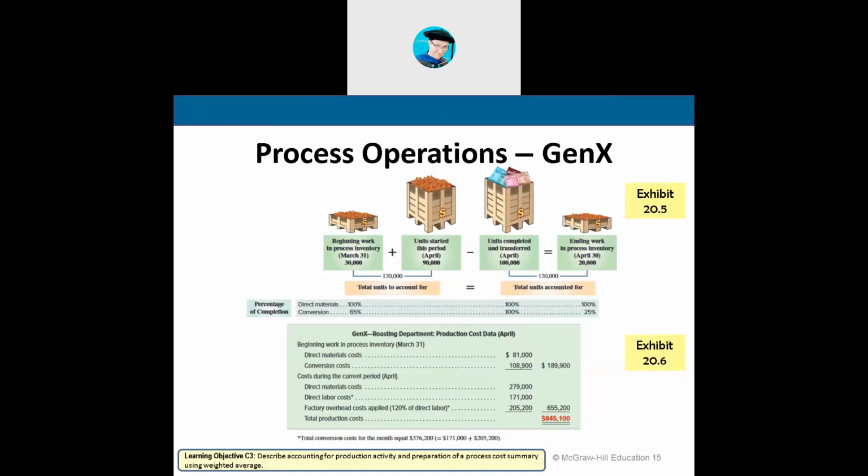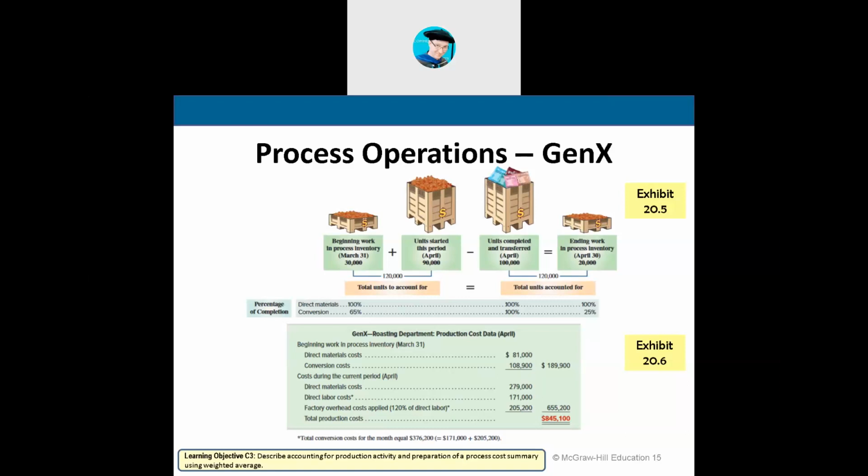So the second step of the operation is we've got to figure out the conversion costs for equivalent units of production. Okay. So typically, to figure the equivalent units of production, I take 100% of direct materials. I'm using 100% direct materials.